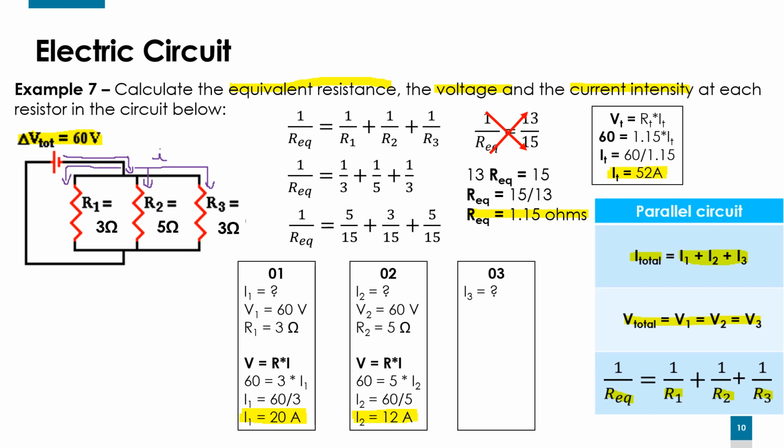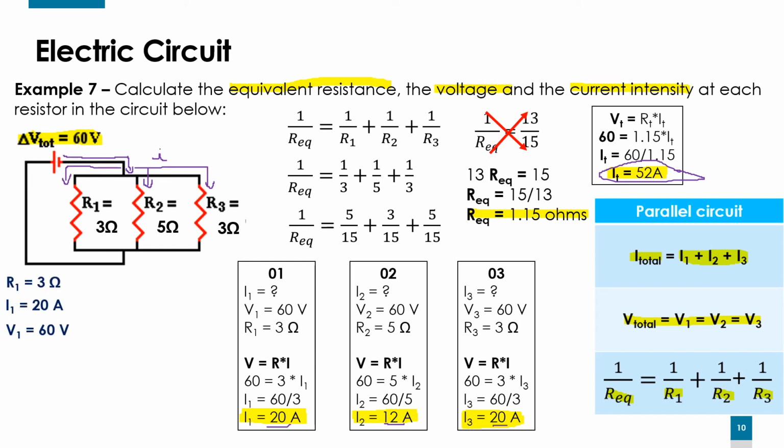And for the third one, it's going to be the same as the first one because the voltage is 6 volts and the resistance is 3 ohms. So it's going to give me 2.0 amperes. For me to check this result, I know that the current total is the sum of each of them. So if I add all of them, 2.0 plus 1.2 plus 2.0 gives me this 5.2. Okay, so you can check your work by doing that.